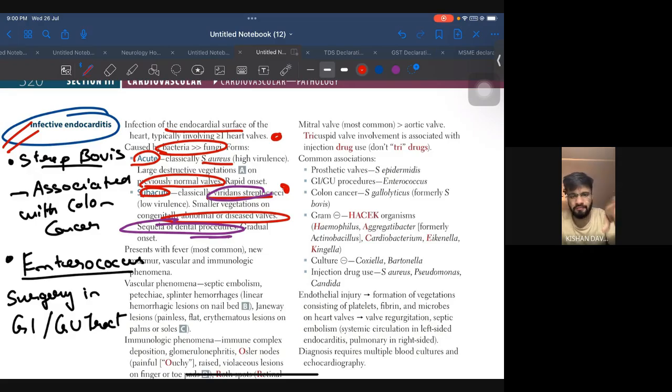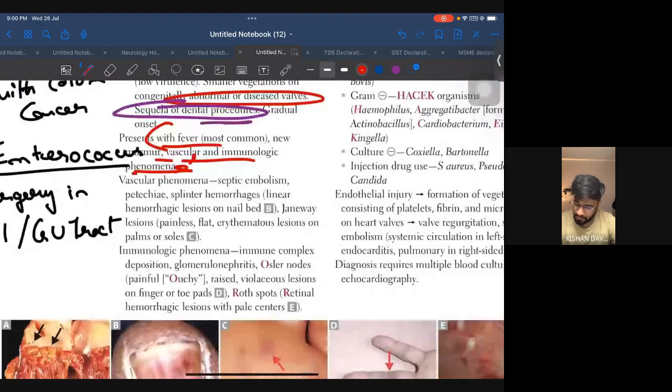Apart from them, Staph aureus in completely normal valves, Viridans streptococci in damaged valves and post dentistry. Okay, so let's see how symptoms present: fever, murmur, vascular and immunologic phenomena. So these are the symptoms. Let's see what vascular phenomena are.